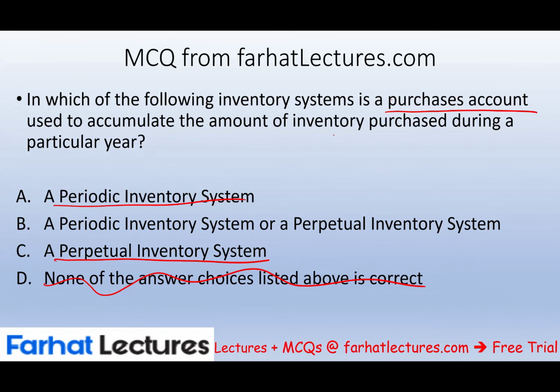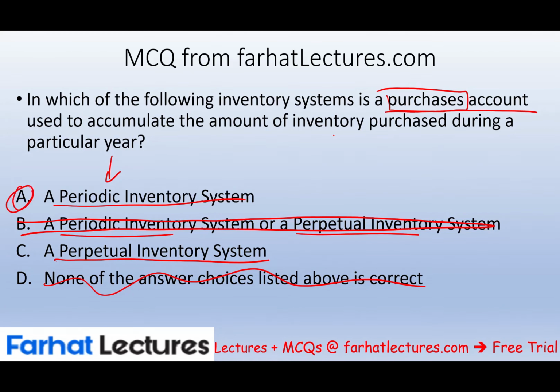So when we use the account purchases, when we make a purchase, are we using a periodic system, or are we using a perpetual, or can we use periodic or perpetual? You cannot use both. You have to make a decision. When you make a purchase for your inventory and you account for it as a purchase rather than an inventory, you are using a periodic inventory system, not perpetual. Under a perpetual system, when you make a purchase, you debit inventory, not purchases.